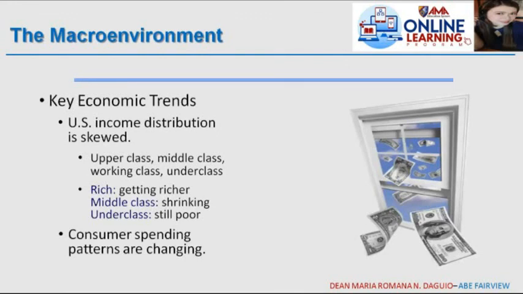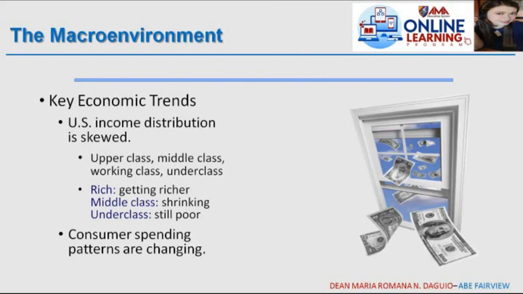So US income distribution is good. So there are the classes in society, no? The upper class, the middle class, working class, and then underclass. So applicable din naman yan sa atin, no? May mga mayayaman, may mga kaya, may mga working class, ito yung mga professionals, no? And the underclass. Sabi dyan, rich, getting richer.